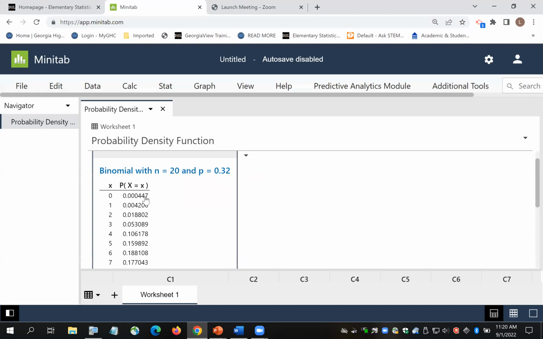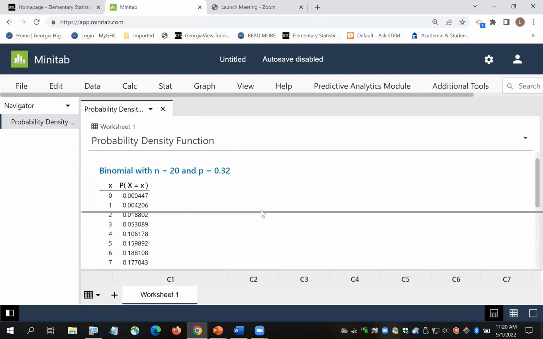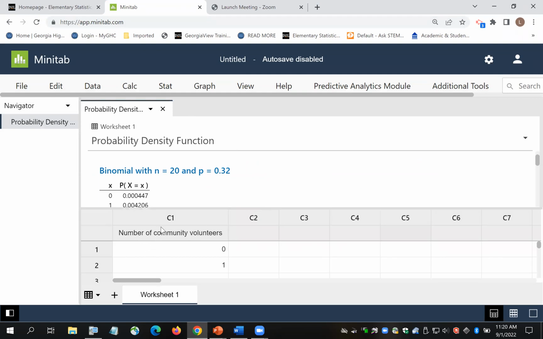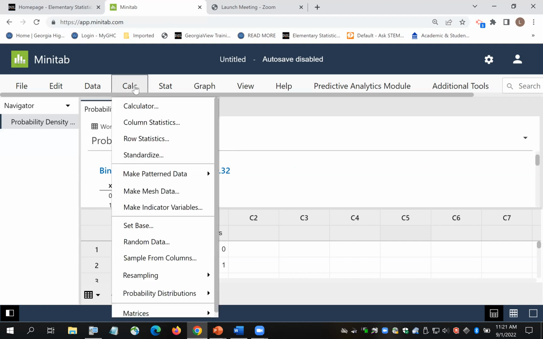All right, Jeannie asked if I'd walk through the steps again to get the table. Okay, initially you enter all of the possible values for x, and the values for x that you should enter should always be from 0 up to your sample size. So for us, we did from 0 to 20. Then we go to Calc, because we're calculating.